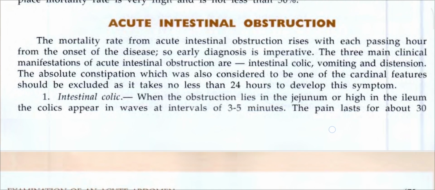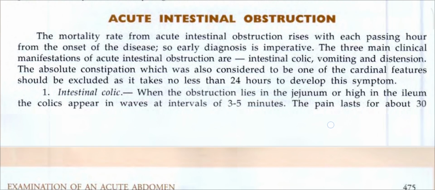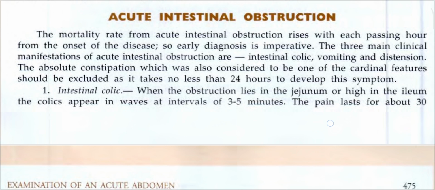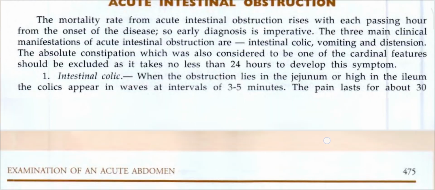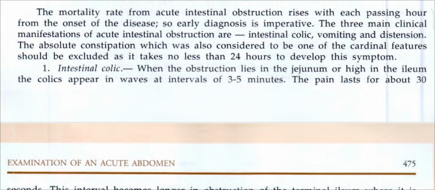Acute intestinal obstruction. The mortality rate from acute intestinal obstruction rises with each passing hour from the onset of the disease, so early diagnosis is imperative. The three main clinical manifestations of acute intestinal obstruction are intestinal colic, vomiting, and distension. Absolute constipation, which was also considered to be one of the cardinal features, should be excluded as it takes no less than 24 hours to develop.